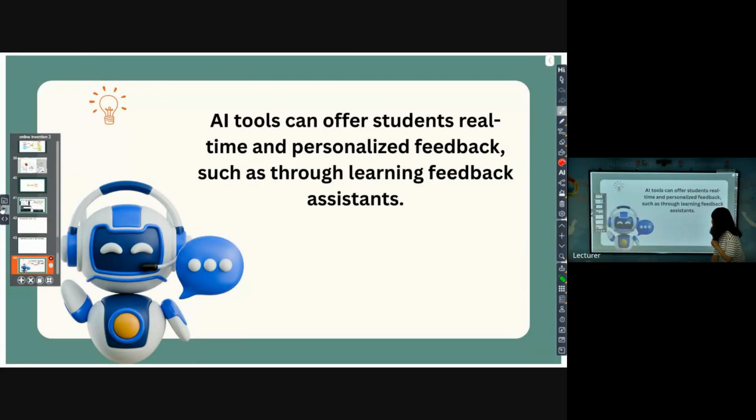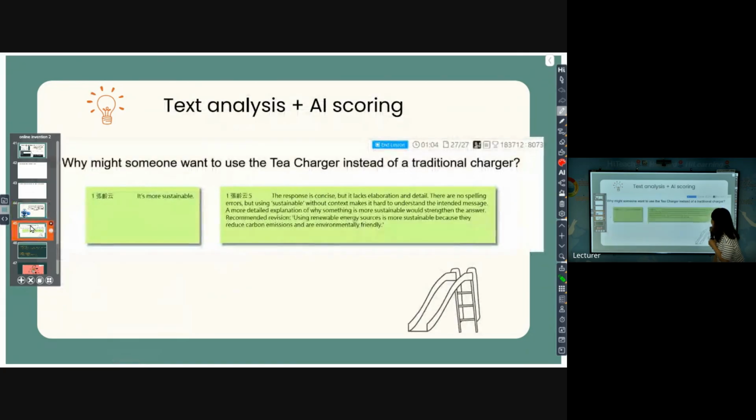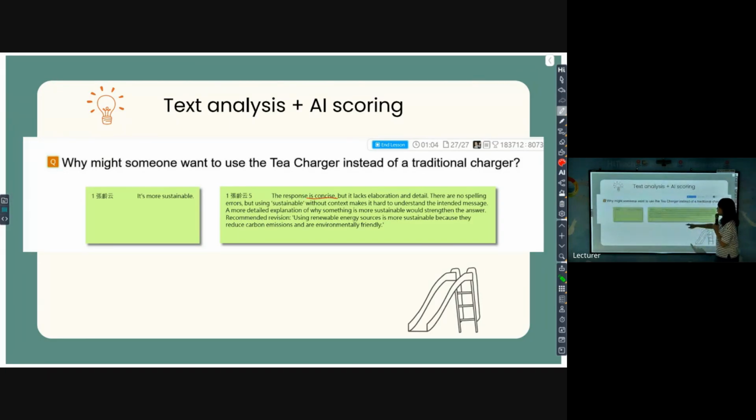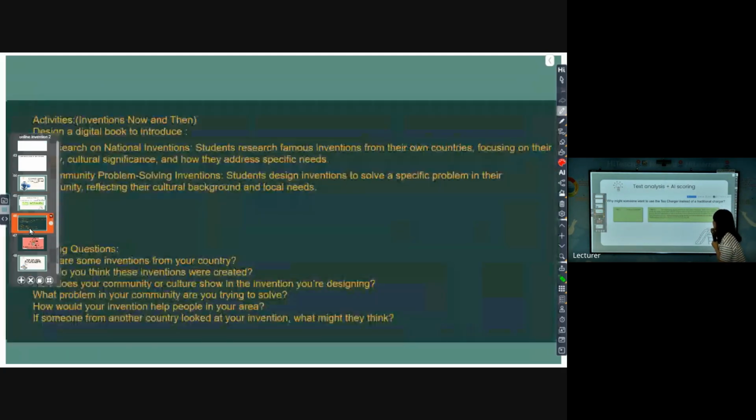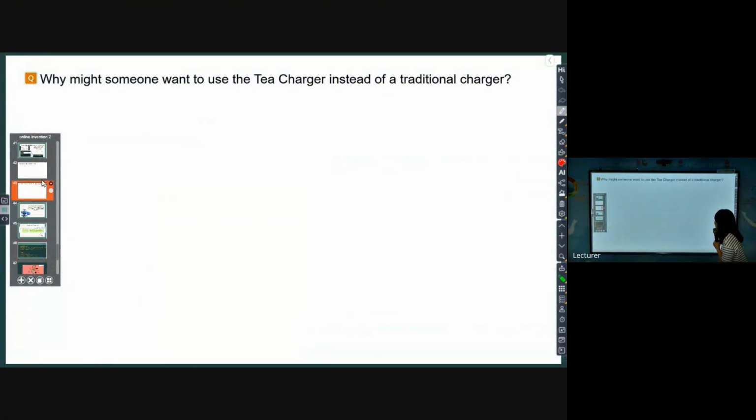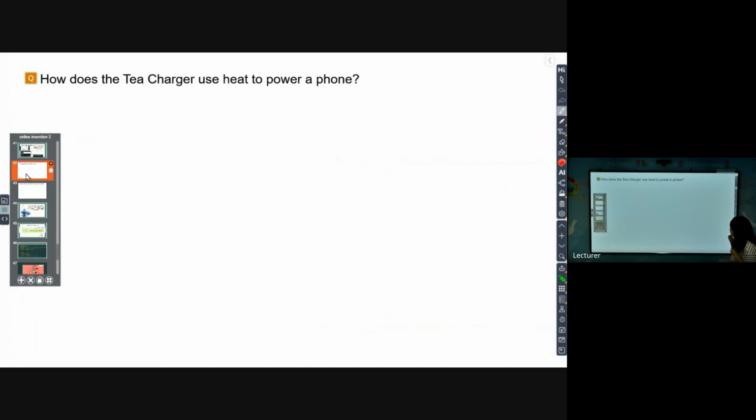So when we are asking students to do some work, like this is what I use, an example answer. So why might someone want to use the T charger instead of a traditional charger? I would say it's more sustainable. And it would say it's concise, but you can give me a more elaborate answer, right? So now you can do the same thing too. Let's just say, okay, how about this? All right, why don't we choose another question.